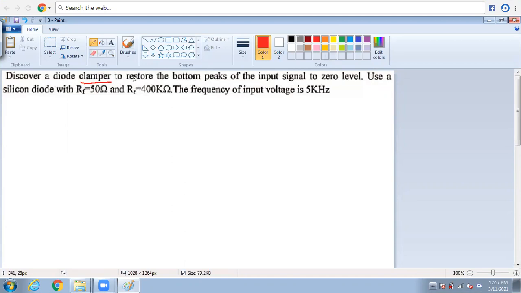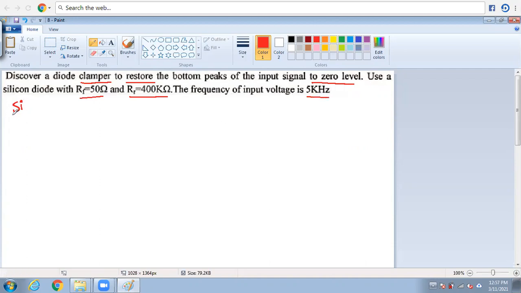Design a diode clamper to restore the bottom peaks of the input signal to zero level. Use a silicon diode with forward resistance RF equal to 50 ohms and reverse resistance RR equal to 400 kilo ohms. The frequency of the input voltage is 5 kilohertz.